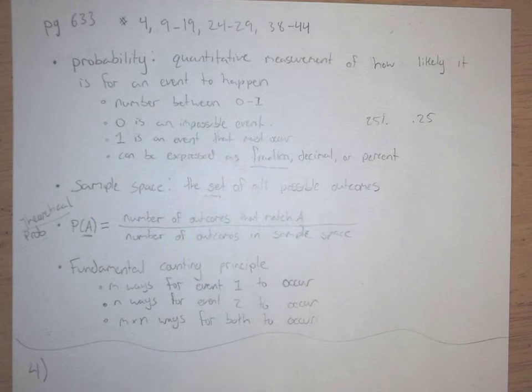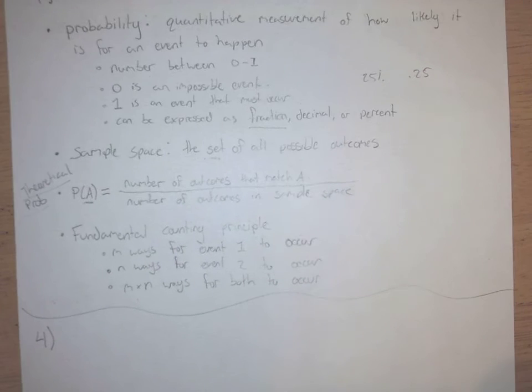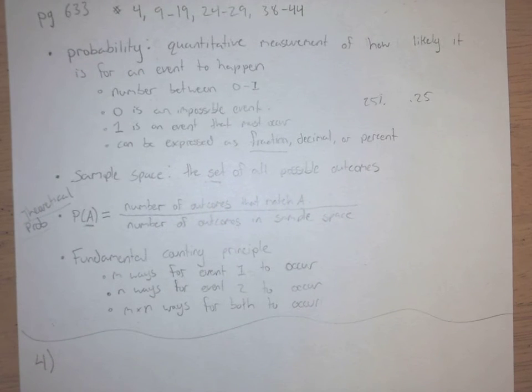We use it to determine how many different combinations of things there are. So that's kind of an important one. All right, so that's kind of the gist of it. You need to know those things. Those are the key concepts for today, for this homework.